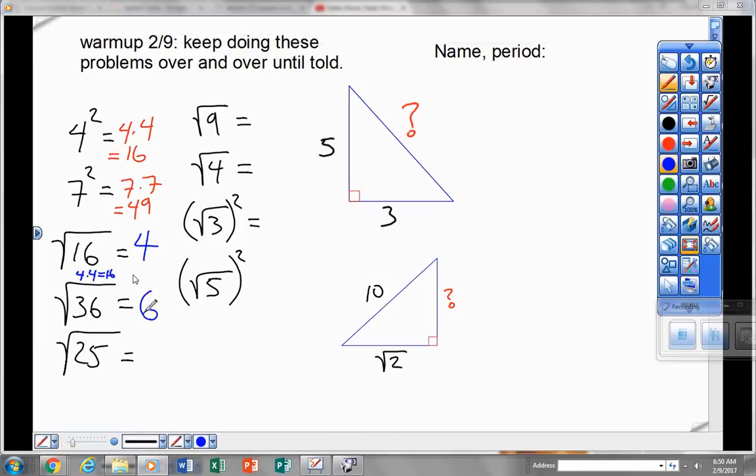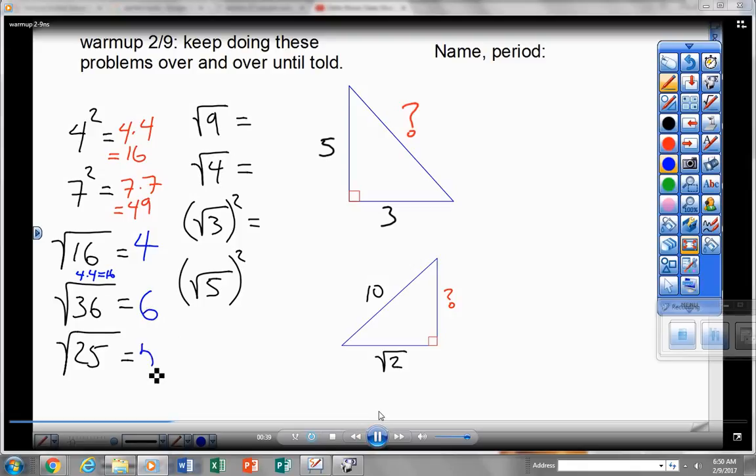The square root of 36 is 6. The square root of 25 is 5. Again, remember, 5 times 5 gives you 25. That's why the square root of 25 is 5. 6 times 6 gives you 36. Square root of 9 is 3. Square root of 4 is 2. I expect you to memorize these perfect roots: 4, 9, 16, 36, 25. These are the perfect roots we expect you to memorize, and even the square root of 49.